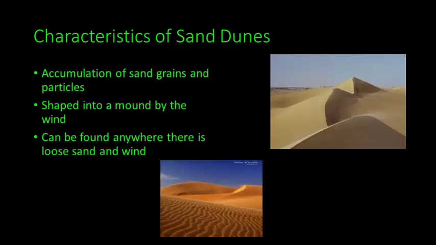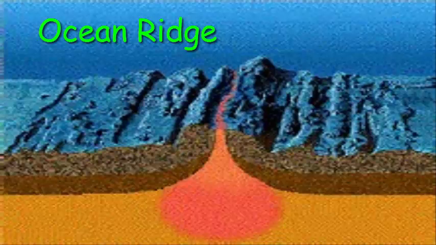We think of sand dunes being at the beach, but sand dunes can be found wherever there is loose sand that is blown by the wind. For this reason, you can see sand dunes in the desert and on large farms, as well as at the beach. An ocean ridge is found underneath the ocean's surface that we see with our natural eyes.